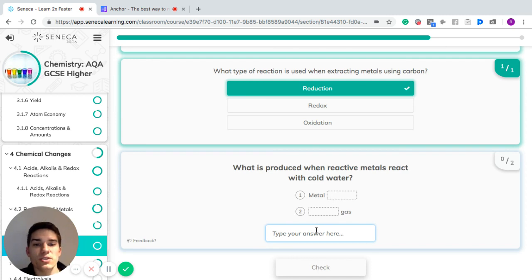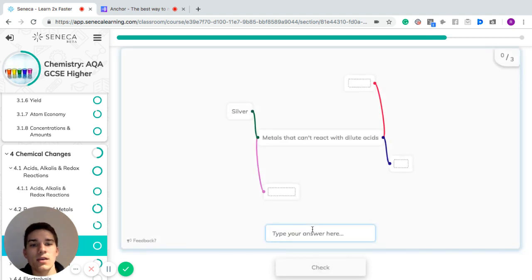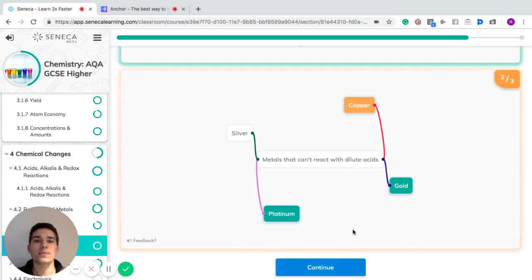Now, what is produced when reactive metals react with cold water? Well, the first thing you get is a metal hydroxide, and the second thing you get is hydrogen gas. And metals that can't react with dilute acids, well, they're the least reactive metals, so silver, gold, platinum, and copper.